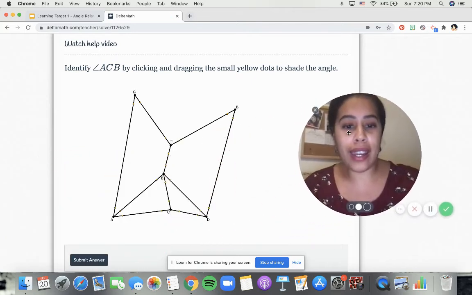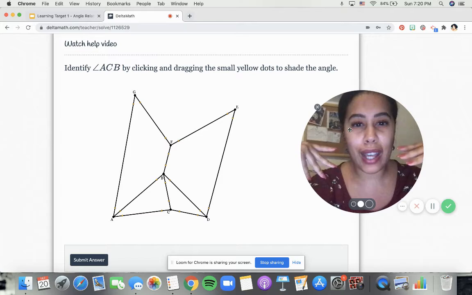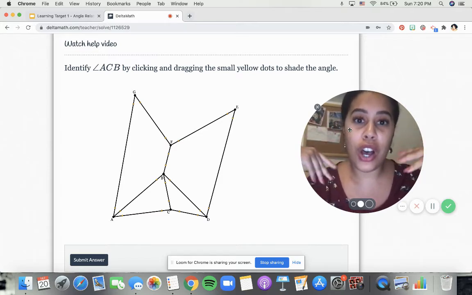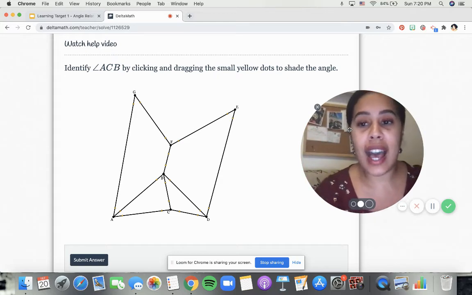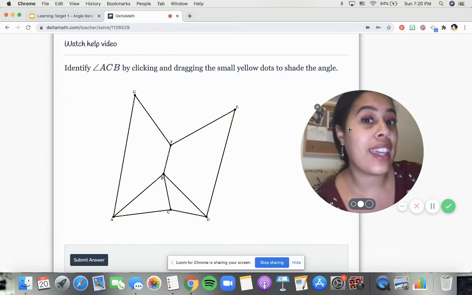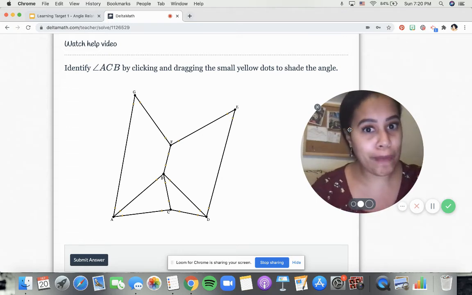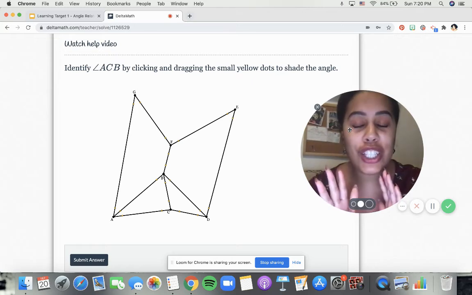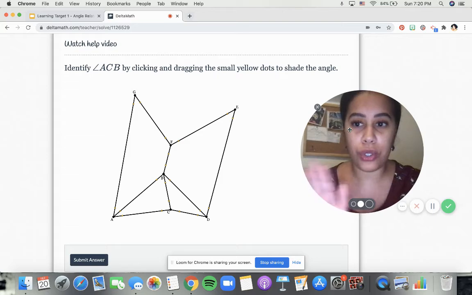Now, looking at a Delta Math example, you will be asked different questions that want to test your knowledge of naming angles, whether you're able to identify the rays of an angle, whether you're able to name an angle. And so this question is asking you to identify a given angle by clicking and dragging the small yellow dots to shade the angle. Now, I understand that this is technology and sometimes technology can be weird, so I'm going to model for you how to use this Delta Math feature.